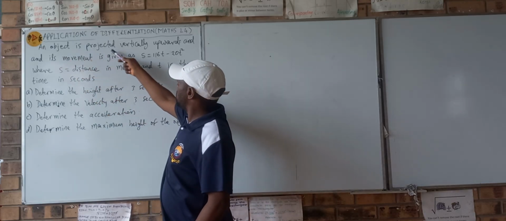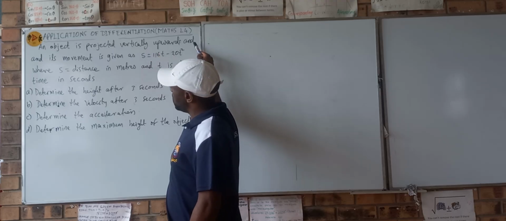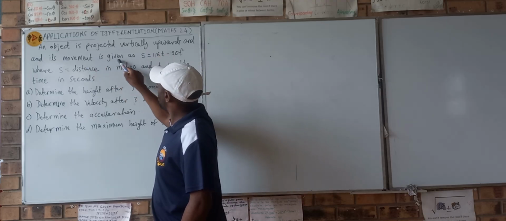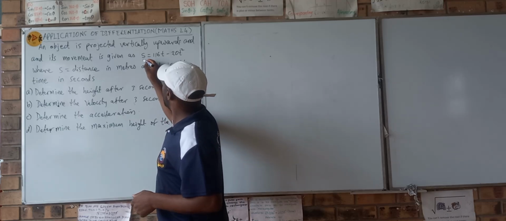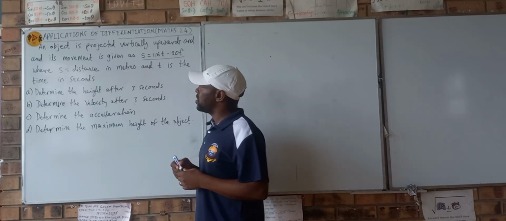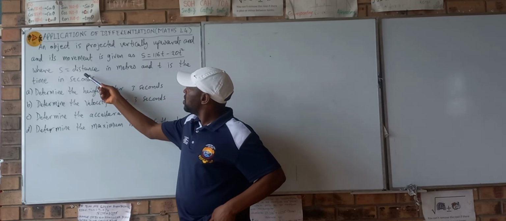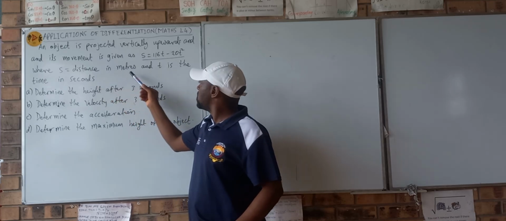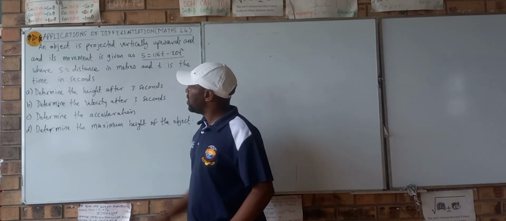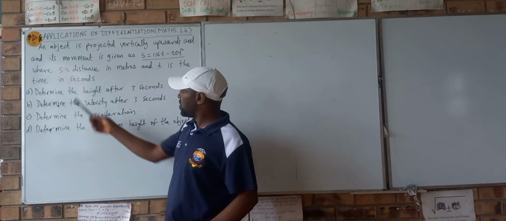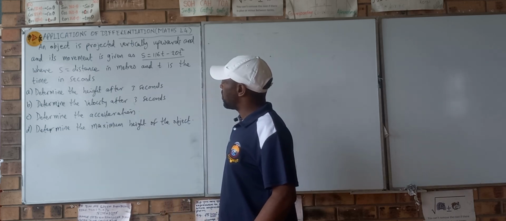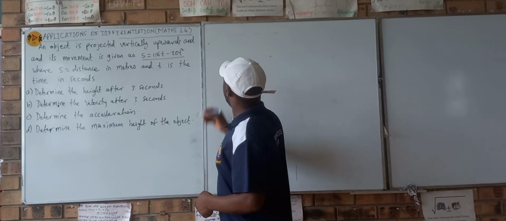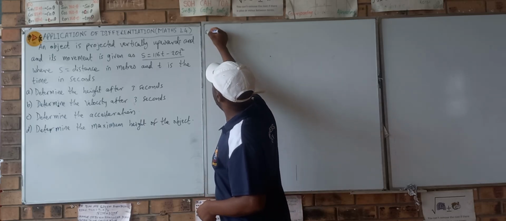It says an object is projected vertically upward and its movement is given as s equal to. So this is the equation of motion of the object, where s represents distance in meters and t is time in seconds. The first part says we should determine the height after 3 seconds. That is very simple.